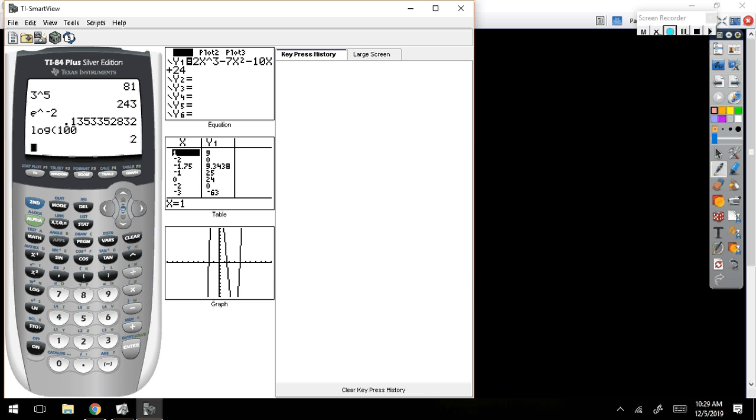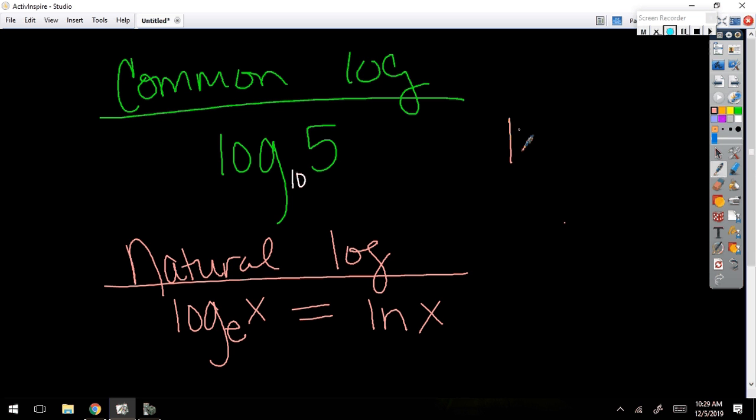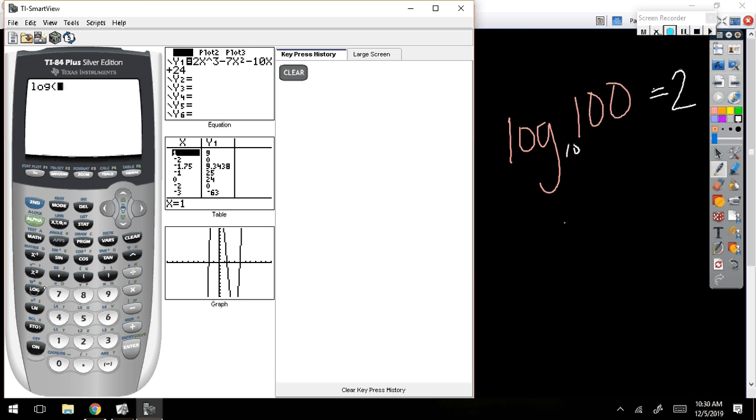If I were to type, let's think about this for just a minute. If I wanted to know the log of 100, and there's no base there, that means there's an implied base of 10, right? So I know from my experience with logarithms that this should equal 2, right? Because 10 to the what power gives you 100? 2. So on your calculator, hit log 100.